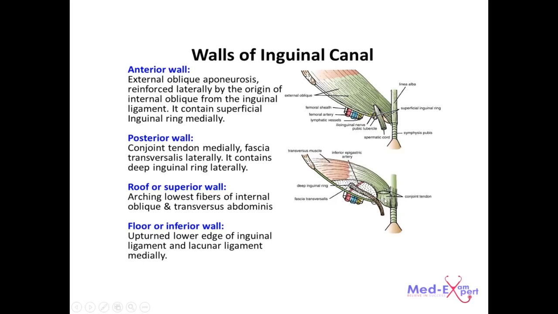The posterior wall is formed medially from the conjoined tendon, and laterally from the transversalis fascia, and it contains the deep inguinal ring. The roof or the superior wall is formed from the arching lowest fibers of the internal oblique and the transversus abdominis, as they hook above the inguinal canal and form the superior part of it. The floor is formed from the upturned lower edges of the inguinal ligament and the lacunar ligament medially.